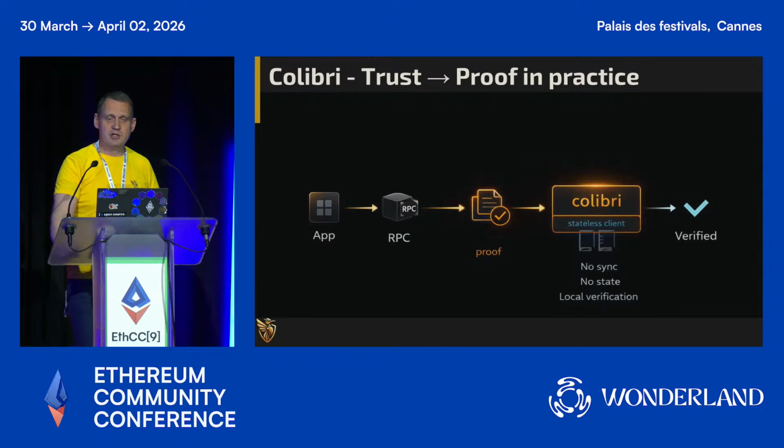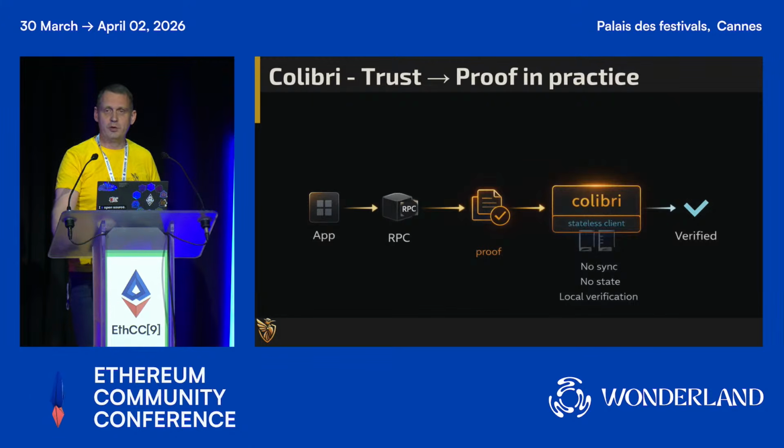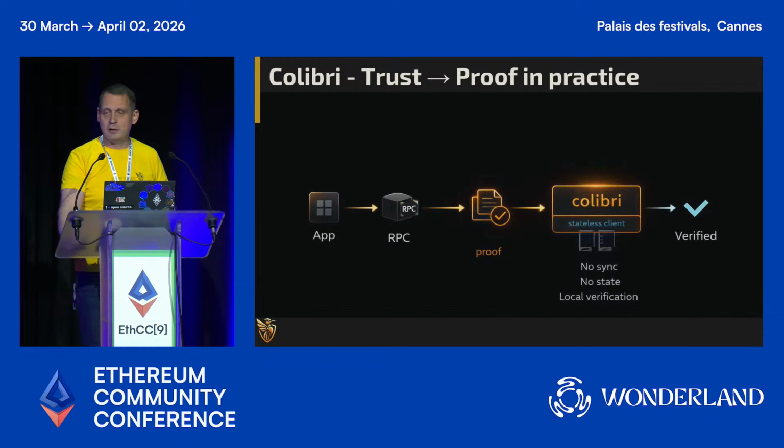The application does not change much. It still asks for data, but now every answer is verified before it is used. This works across environments, mobile devices, browsers, IoT systems, even very constrained hardware. And that's the key point. Verification is no longer something heavy. It becomes lightweight enough to run everywhere. What used to require a full node can now run on a phone. Verification moves to the edge, from infra to the device. And once you can do this, there's no reason to trust the data anymore.